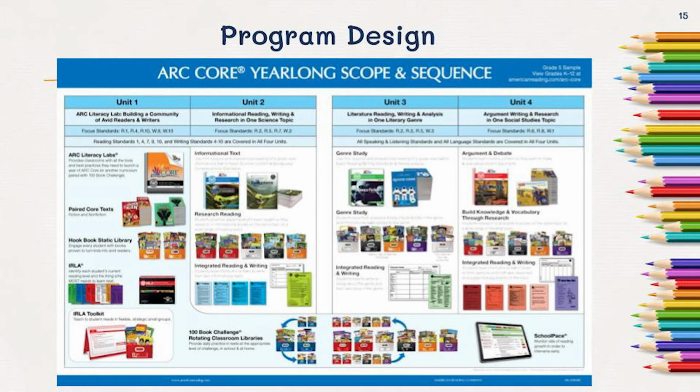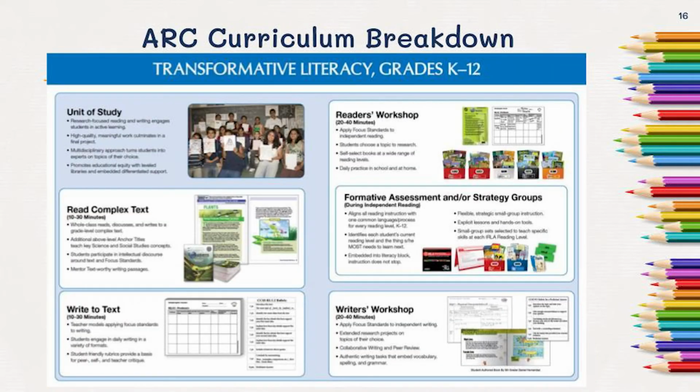Within this program is IRLA, which is identifying each student's current reading level. Teachers can use the IRLA toolkit, which targets the students' needs with strategic small groups. There are genre studies, integrated reading and writing, building knowledge and vocabulary through research, and teachers can use the School Pace assessment to monitor the rate of reading growth in order to intervene early if a student is starting to have trouble.